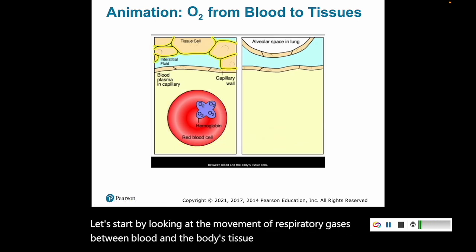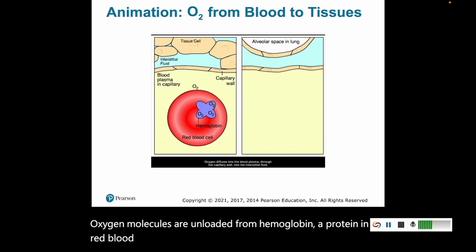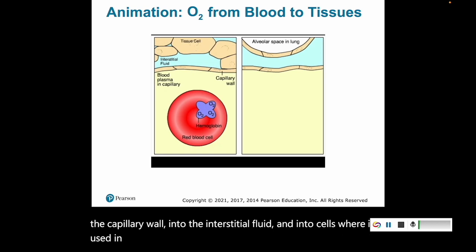Let's start by looking at the movement of respiratory gases between blood and the body's tissue cells. Oxygen molecules are unloaded from hemoglobin, a protein in red blood cells. Oxygen diffuses into the blood plasma, through the capillary wall, into the interstitial fluid, and into cells, where it is used in cellular respiration.